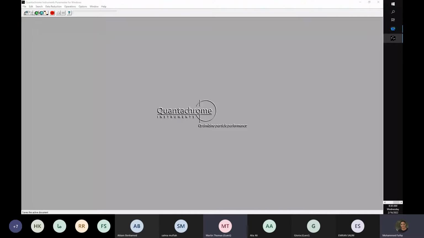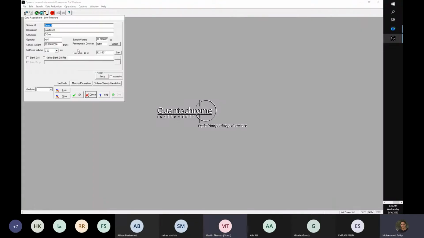So to start a low pressure analysis, we can just go over here, and I've already got entered in here some sample information. For example, it might be a Berea sandstone, demo, my name. We weigh the sample and put in the sample weight. Now, when we start this, this might be completely blank, of course.